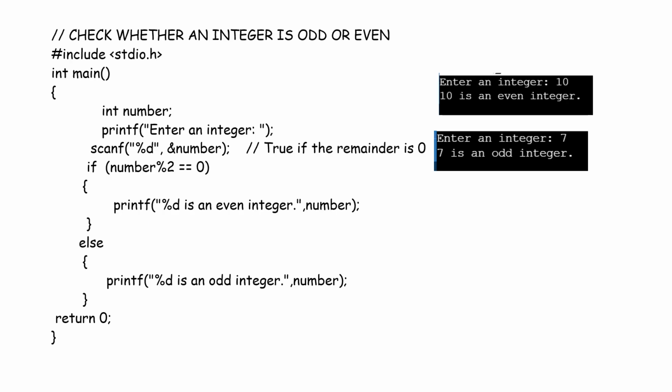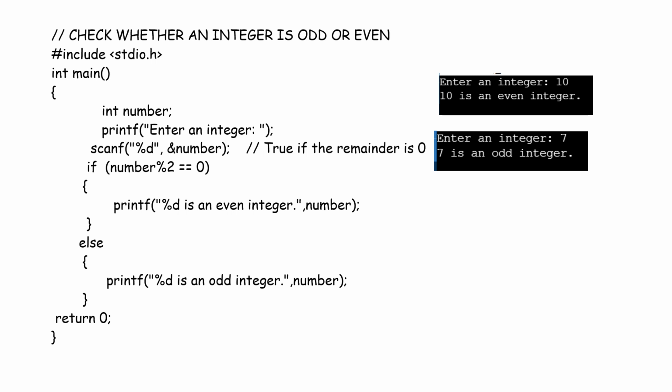Consider an example for two-way selection, that is, having if and else. I need to choose one statement among two alternatives. Take an example of checking whether an integer is odd or even. Ask the user to enter a number. Now if the number is divisible by 2, then we print the number is an even number. Otherwise we print it is an odd number.